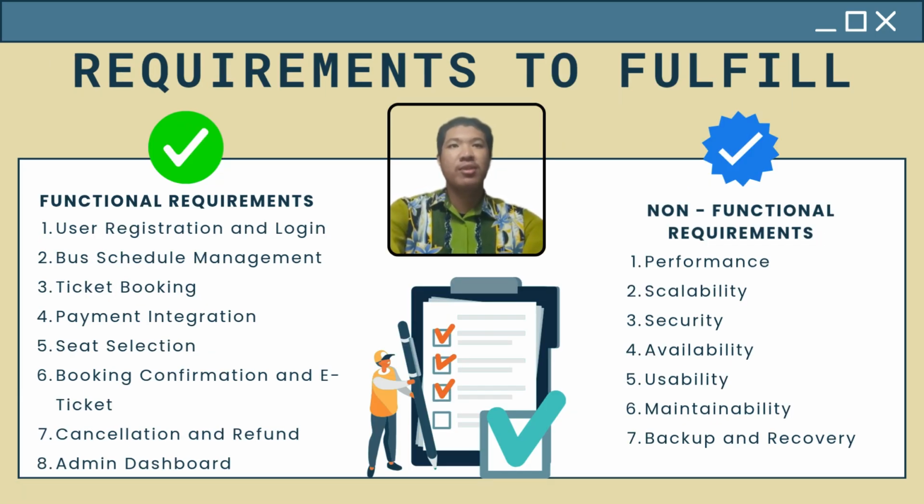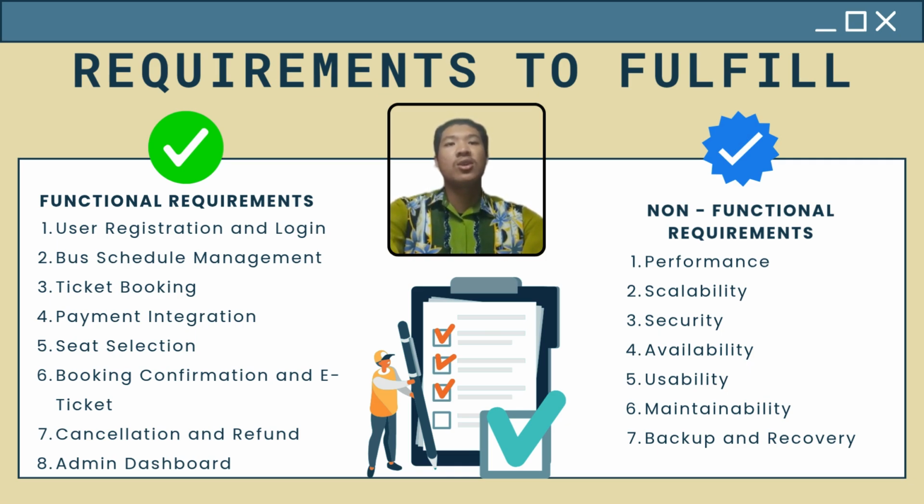Today I will briefly present about the functional and non-functional requirements as well as the database design for our agency system. For the functional requirements, there are 8 that we have decided. First is user registration and login, bus schedule management, ticket booking, payment integration, seat selection, booking confirmation and e-ticket, cancellation and refund, and lastly is the admin dashboard.